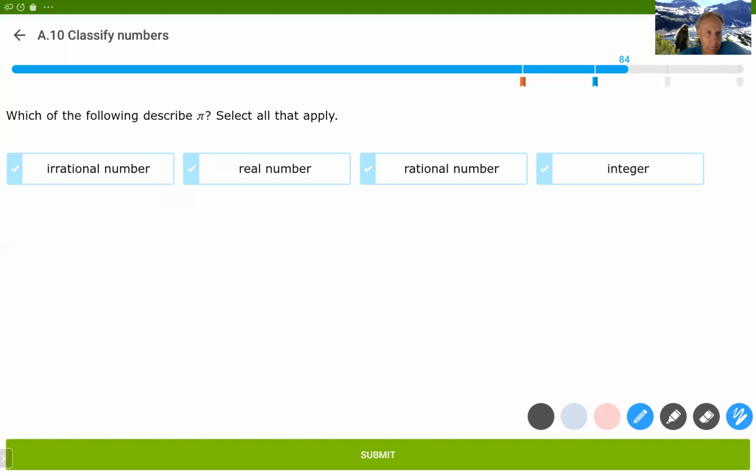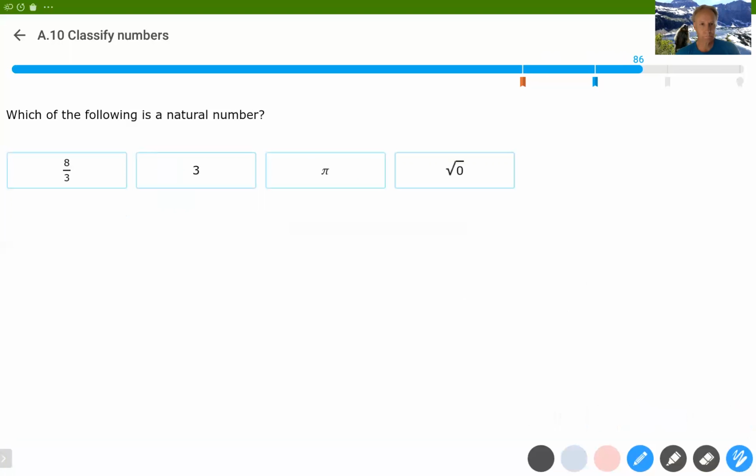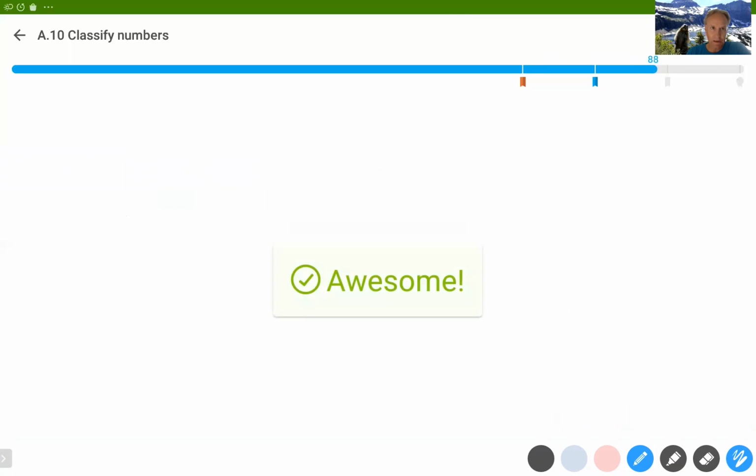Which of the following describe pi? It's irrational, and of course it's real, and that's it. What else do we have here? Natural, that would be 3. 0 is not a natural number.